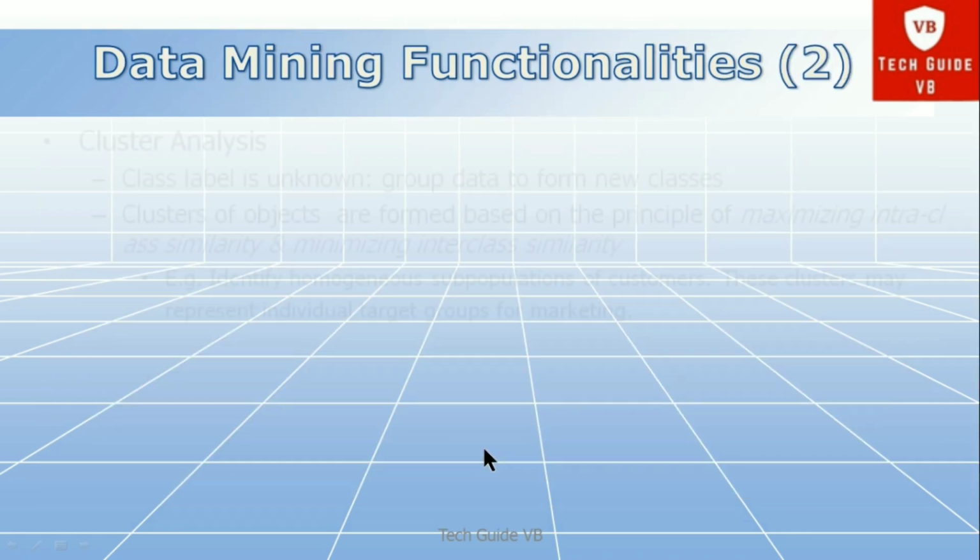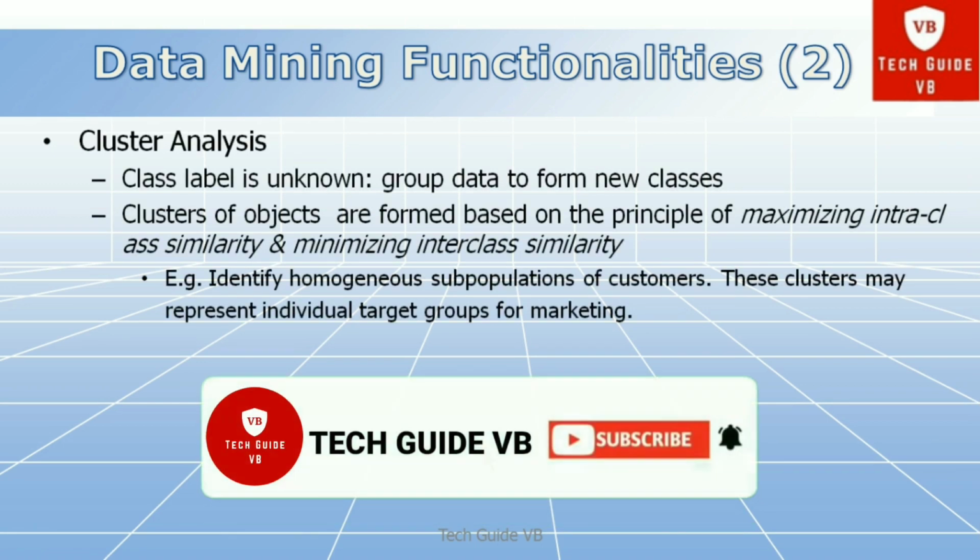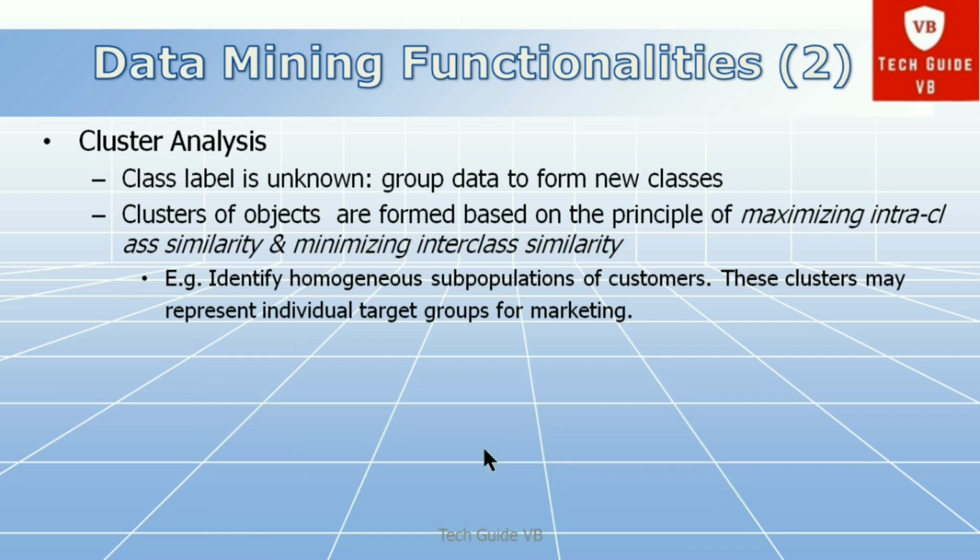So the next term is cluster analysis, where the class label is unknown, and we group data to form new classes. The clusters of objects are formed based on the principle of maximizing intra-class similarity and minimizing inter-class similarity. The example is given here. Identify the homogeneous subpopulation of customers. These clusters may represent individual target groups for marketing.